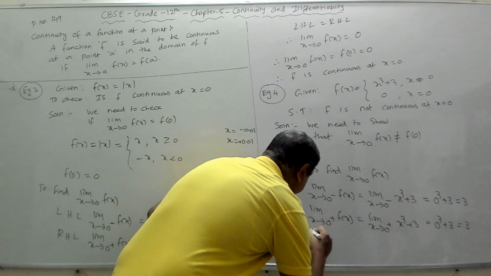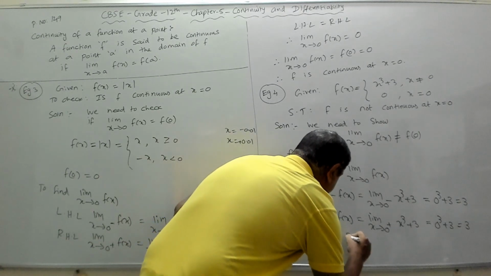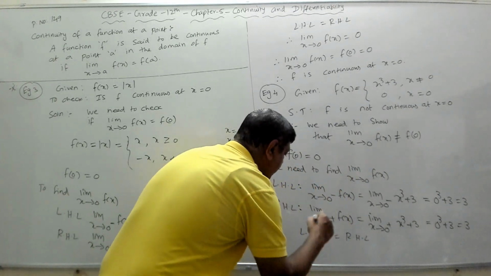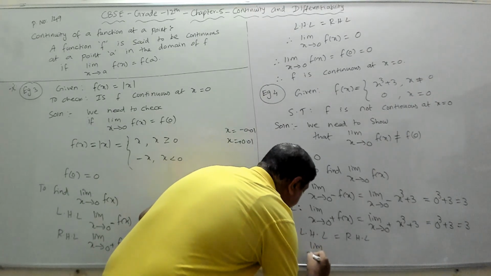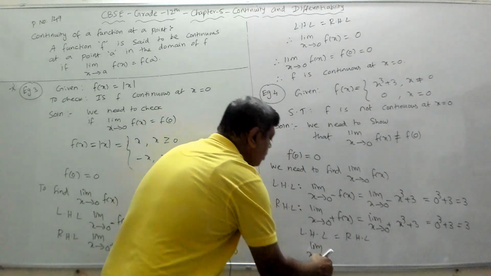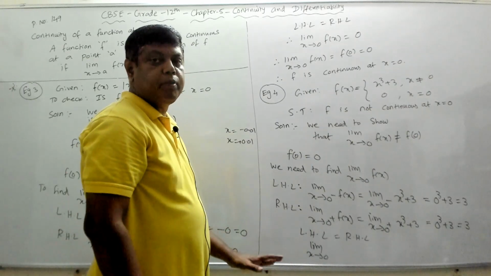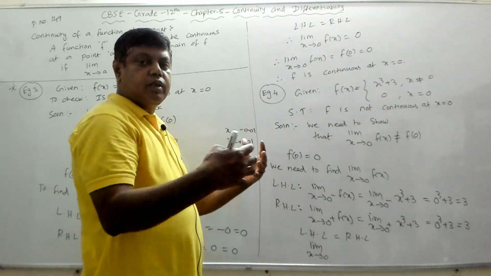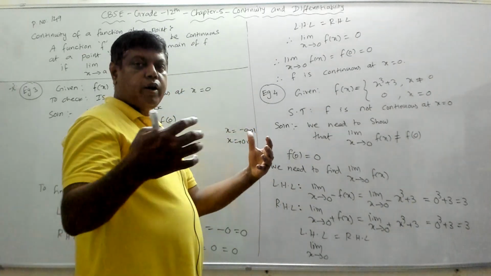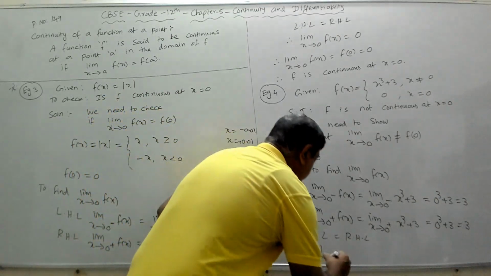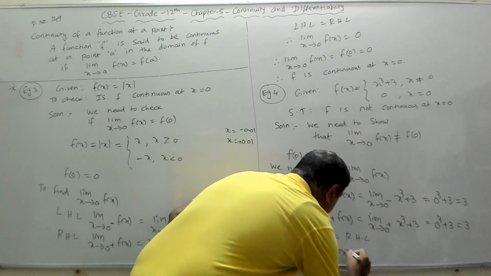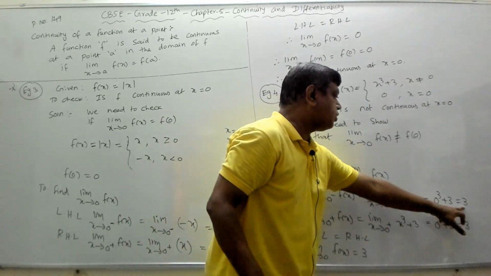So LHL equal to RHL. When your left hand limit and right hand limit match, then we will say limit x goes to 0. Here we will not put 0 minus or plus. Here we are talking about limit, which means whichever direction we approach, whether we approach from the left side of 0 or right side of 0, our limit x goes to 0, f of x is equal to 3. Value goes to 3. This is the limit.